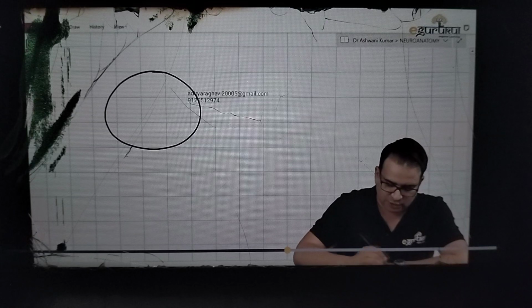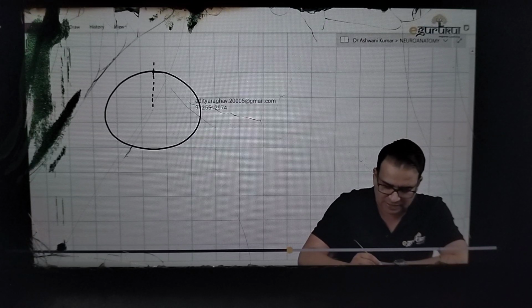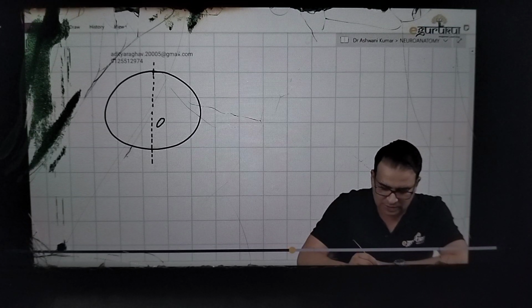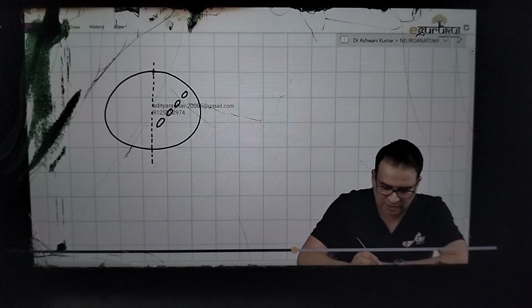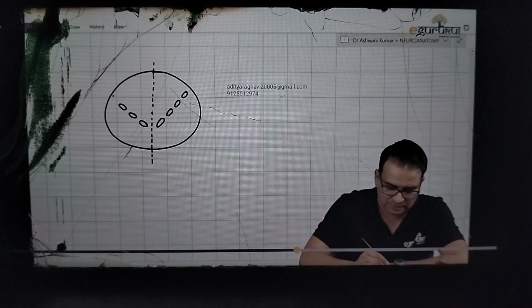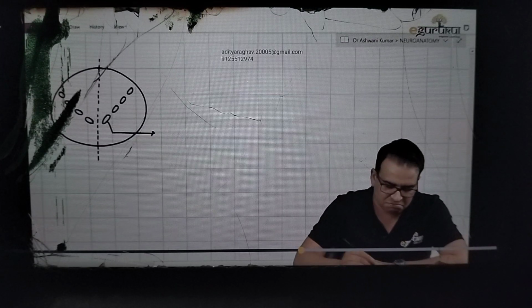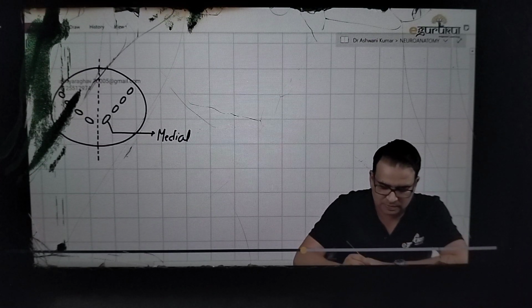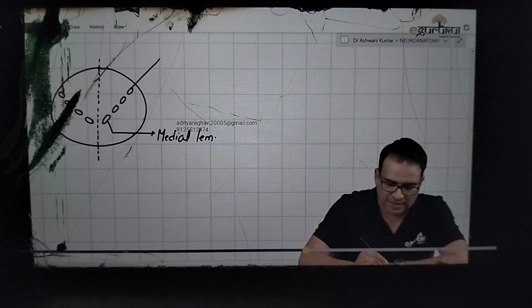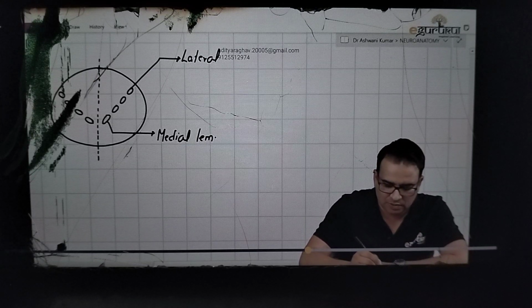If this here is a section of the brainstem, and just a very rough section, guys, let's say there is a midline, and we've got four lemniscus here, 1, 2, 3, 4. So we've taken a section from such a level where all four lemniscus can be seen. If we try to put up the location, obviously the one which is very much toward the medial side here, that obviously is the medial lemniscus. The one toward the lateral side is the lateral lemniscus, well the name says it all.